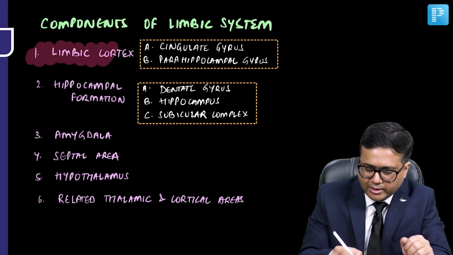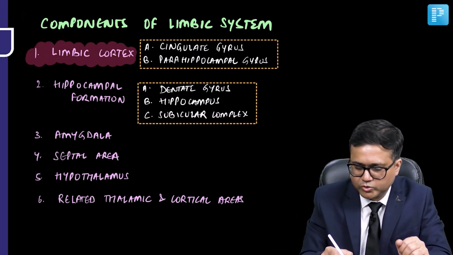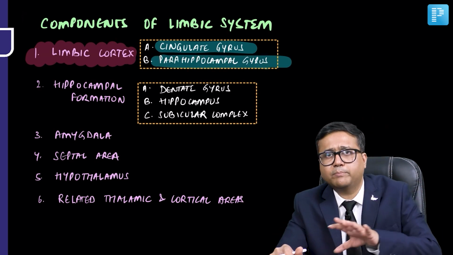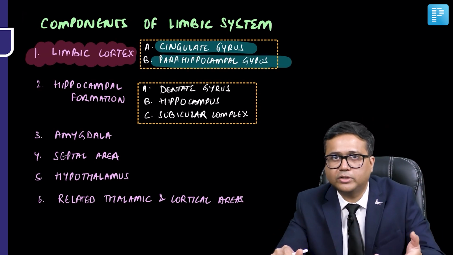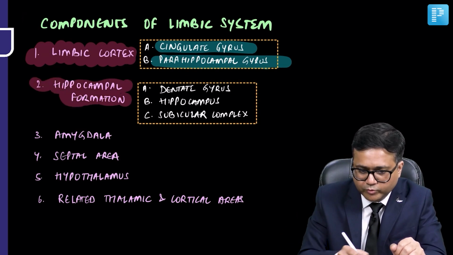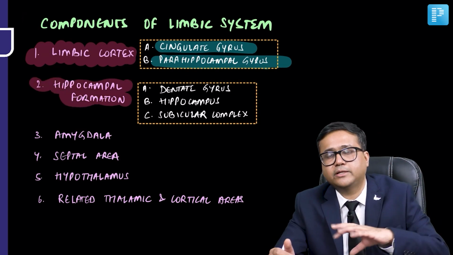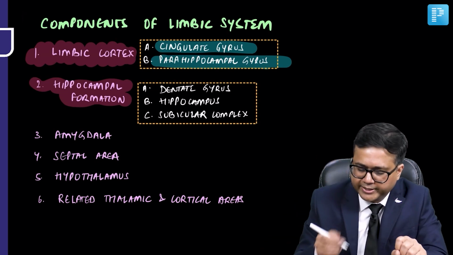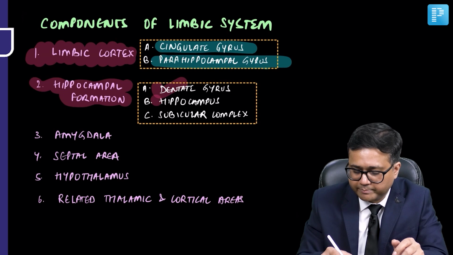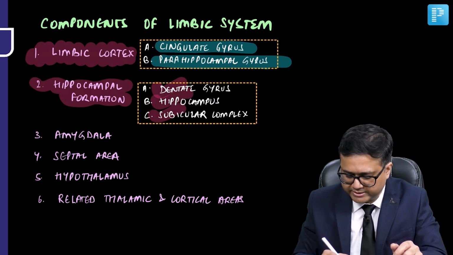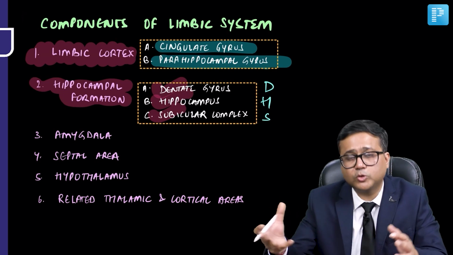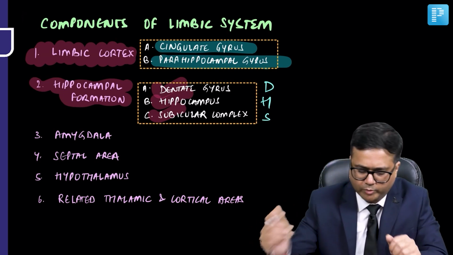First is the limbic cortex, which includes the cingulate gyrus and the parahippocampal gyrus. The parahippocampal gyrus is part of the temporal lobe. Then there is the hippocampal formation, again present in the temporal lobe, and it has three important parts: the dentate gyrus, hippocampus, and subicular complex. You can remember this with the mnemonic DHS. We'll talk about this when we come to the hippocampal formation.